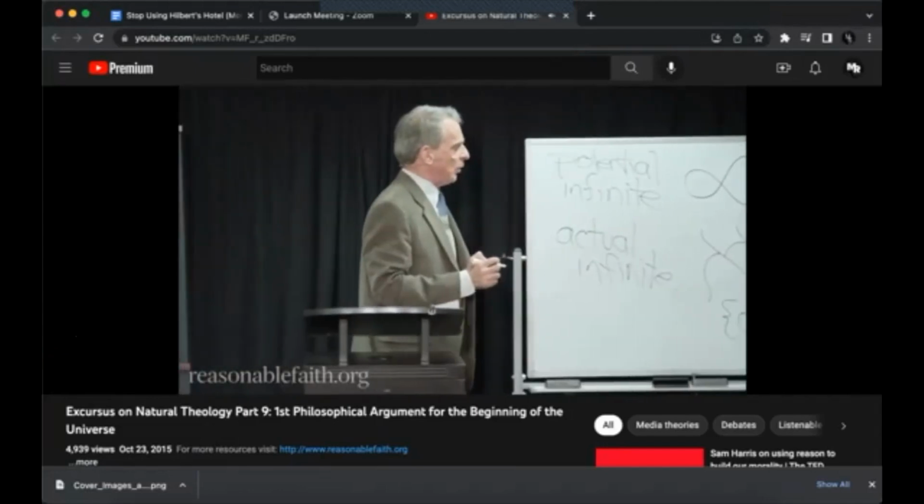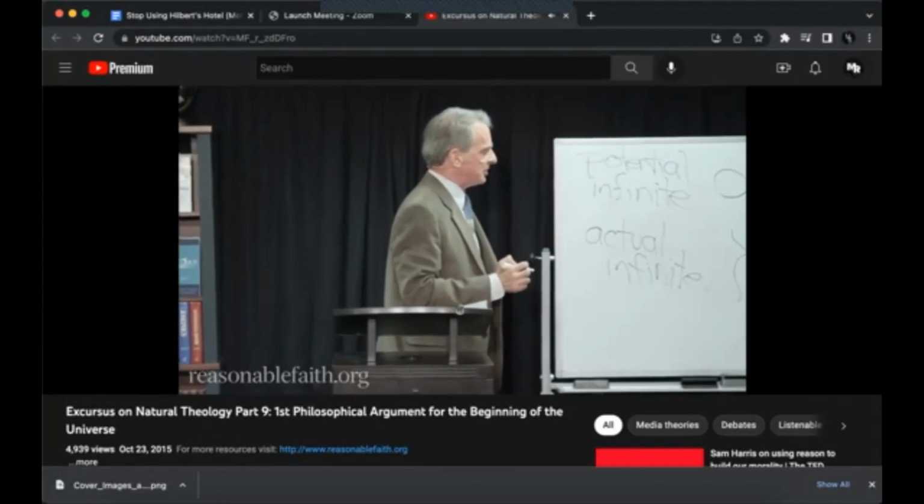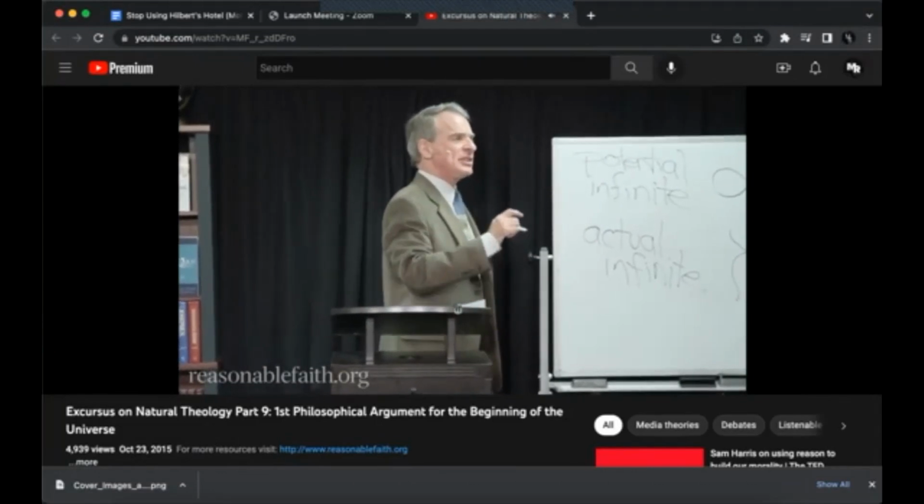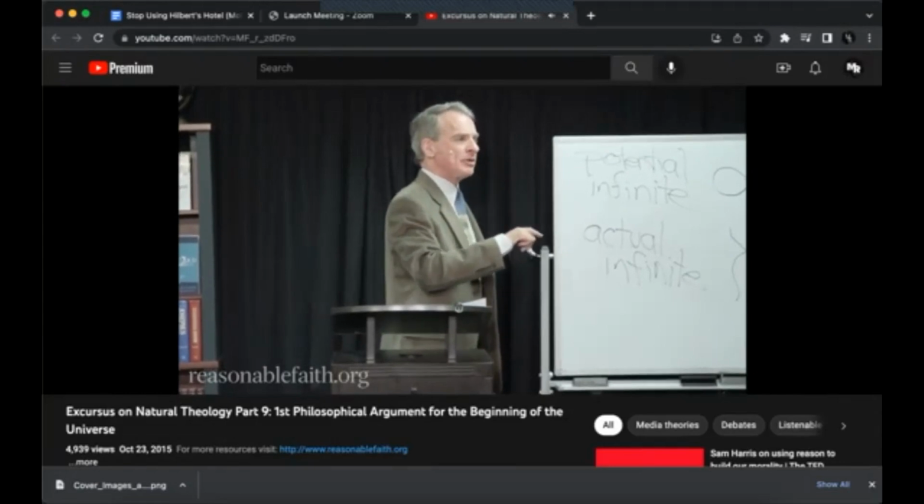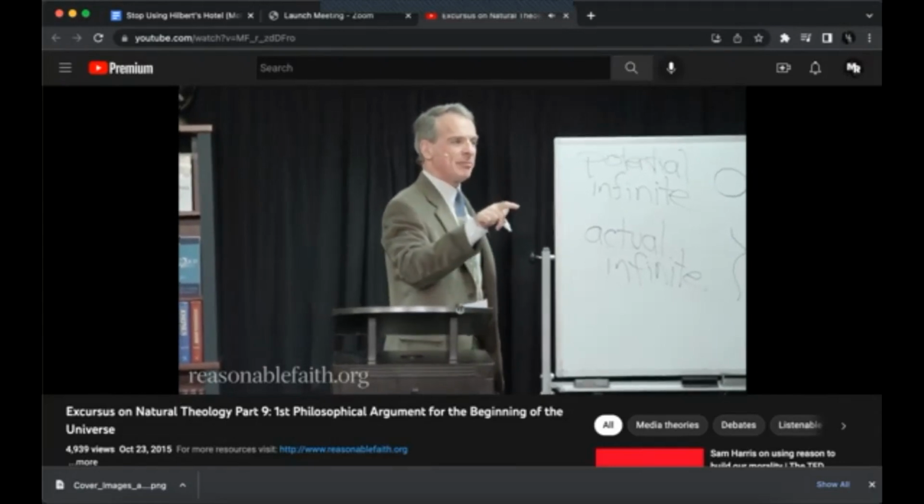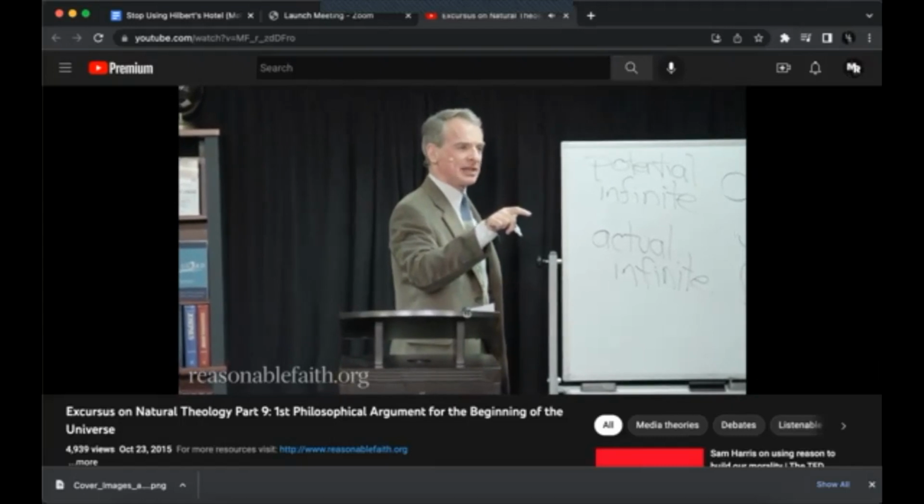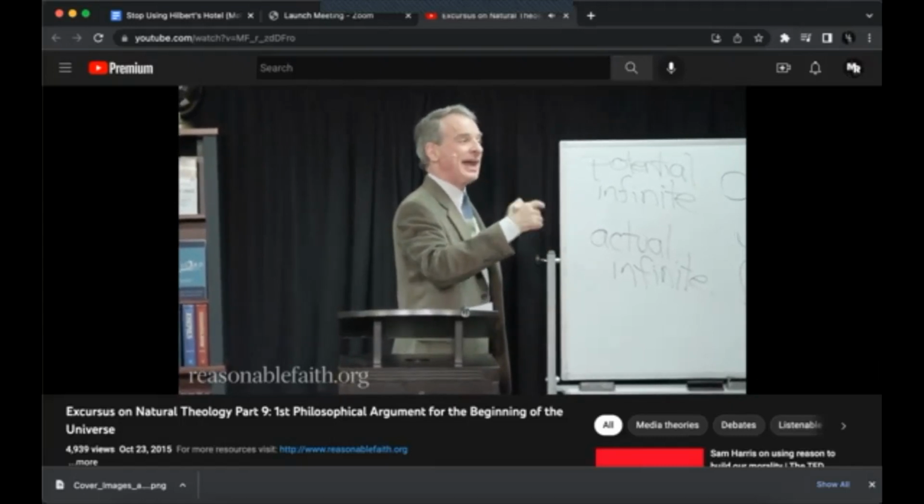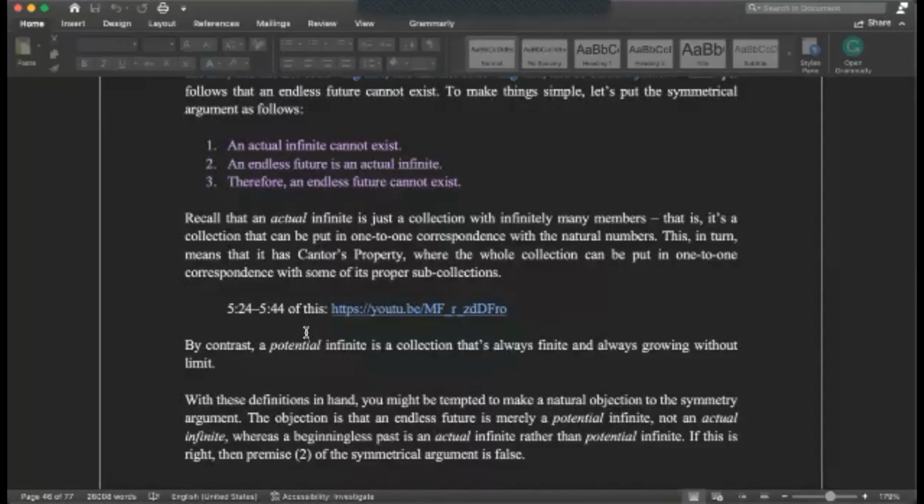Technically speaking, what defines a collection or a set as actually infinite is that it has a proper part which has the same number of members as the whole collection. It has a proper part with the same number of members as the whole collection. So that's an actual infinite. By contrast, a potential infinite is a collection that's always finite and always growing without limit or without bound.